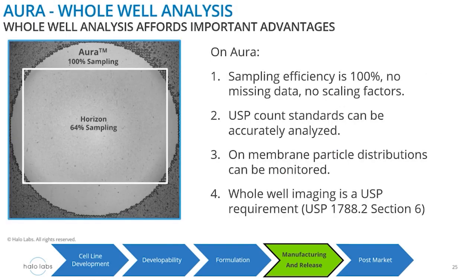Backgrounded membrane imaging has always been very powerful in allowing you to accurately characterize the subvisible particles within your sample. And this all started with the Horizon system. And although very powerful, the Horizon would only measure 64% of the well, and it would scale that information up to the full 100%. However, with the Aura systems, we are measuring the full 100% of the well. So we have 100% sampling efficiency. So we have no missing data and no scaling factors.